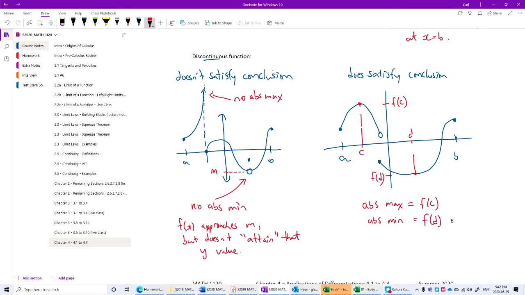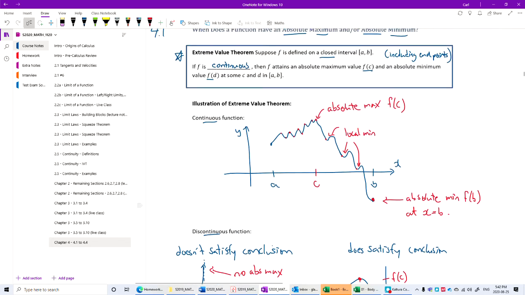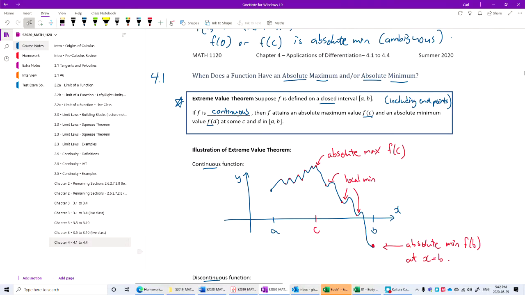So the story is complicated. The story is that if it's continuous, then it attains an absolute max and absolute min. But if it's discontinuous, then anything's possible. If it's discontinuous, anything is possible.